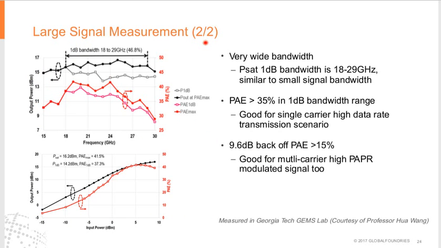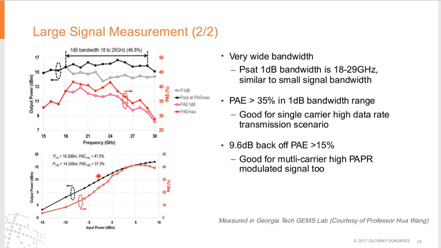This one is the large signal measurement, and we show the large signal bandwidth is also similar to the small signal bandwidth. It ranges from 18 to 29 GHz. So this is very good for low-complexity and wideband PA applications, because for a high data rate, we can either increase the bandwidth or increase the modulated signal complexity. And if we use one band, we can see that the tuning range is about 46%.